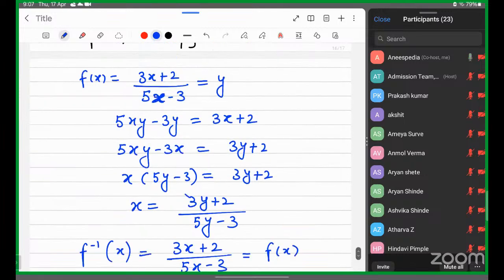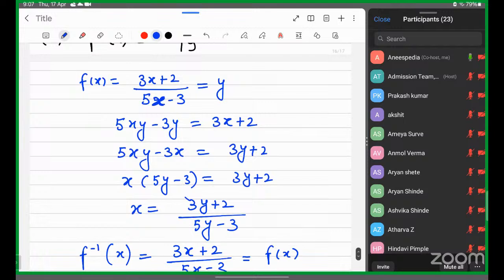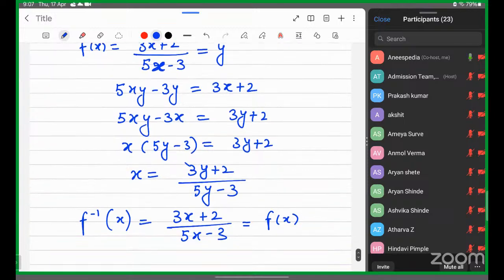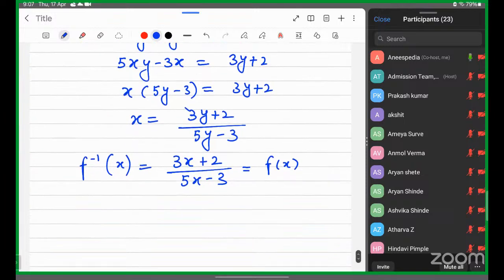So in this question, I let it equal y. Then I will cross multiply to simplify it in terms of y. For that, I get x is equal to 3y plus 2 upon 5y minus 3. So this particular arrangement is the inverse function. And to write it in terms of x, I will replace y with x. So f inverse x will be 3x plus 2 over 5x minus 3, which is the same as the original function, which implies that f inverse x is the same as f of x. So option A will be correct. Understood or any doubt? Understood, sir.